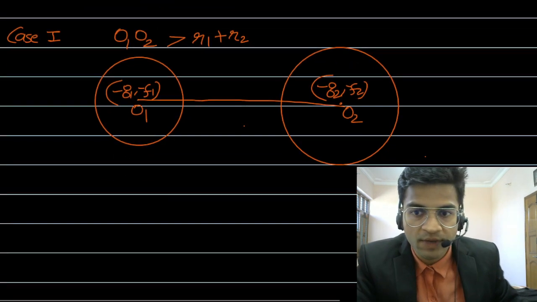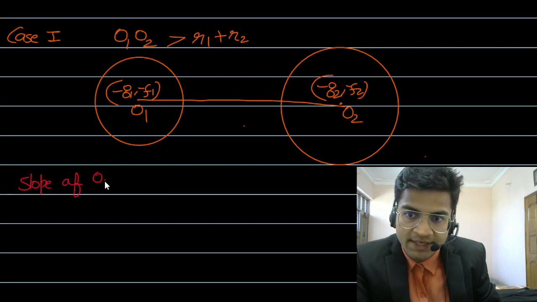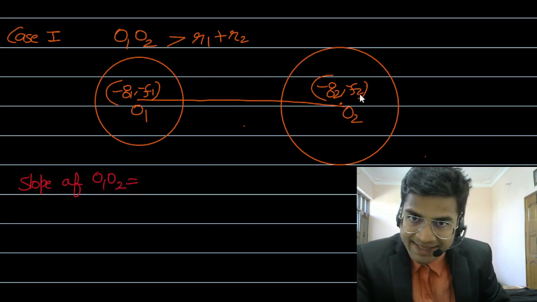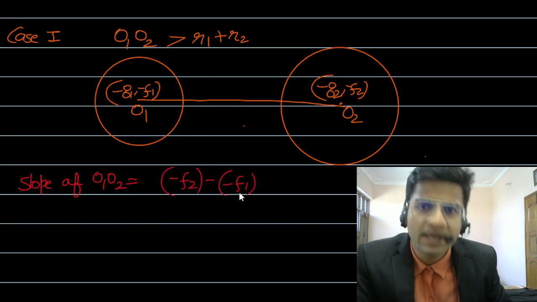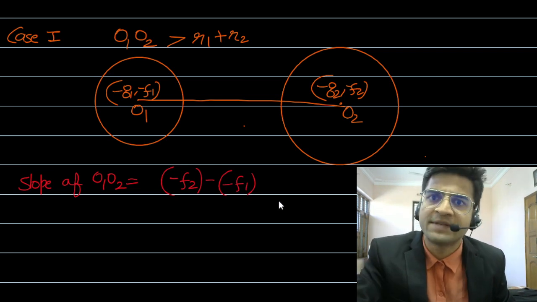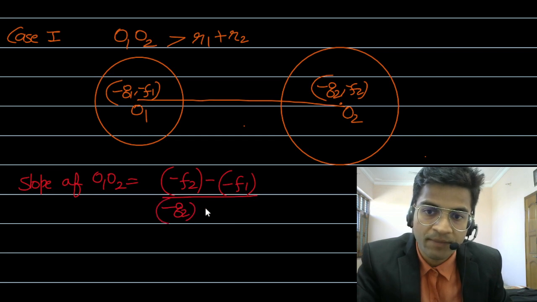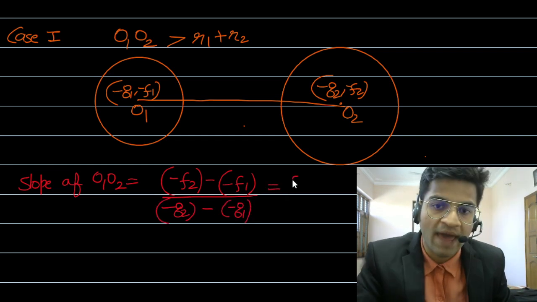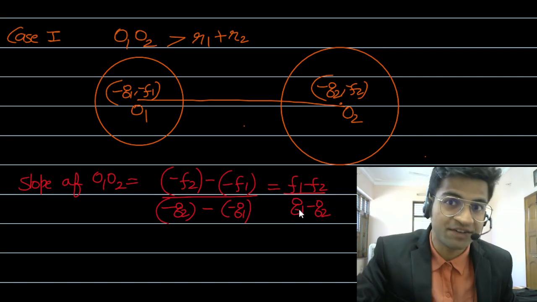So the slope of O1O2 is minus f2 minus minus f1, the difference of y ordinates upon the difference of abscissas, minus g2 minus minus g1, and that is equal to f1 minus f2 upon g1 minus g2. This is the slope of the line joining the centers.